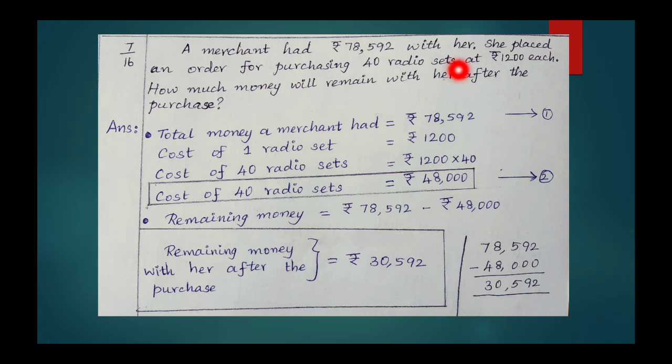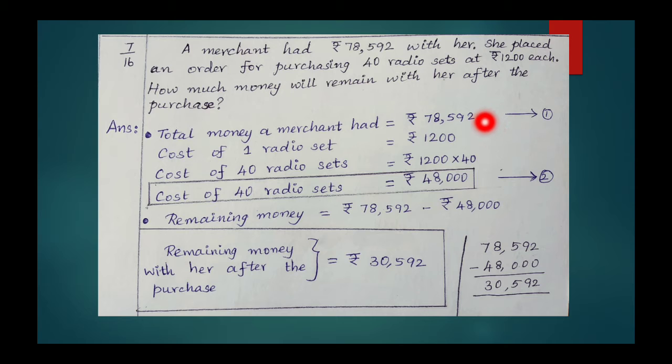And one more statement is given. What is that? Cost of one radio set is 1,200 rupees. From this, we have to find out first cost of 40 radio sets. Then only you can find out remaining money from the total money. Okay. So cost of 40 radio sets is equal to 40 times cost of one radio set. So 40 into rupees 1,200 or rupees 1,200 into 40, which is rupees 48,000. Let this equation be equation number 2.